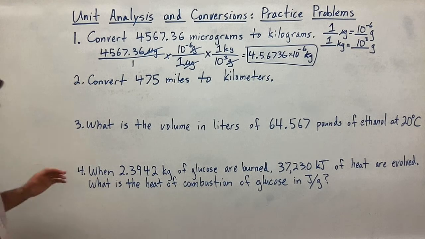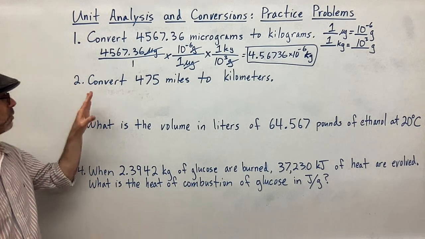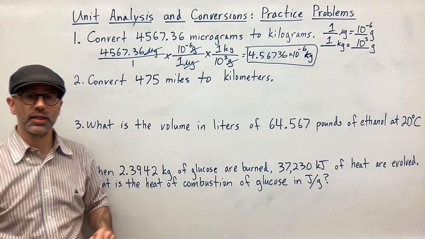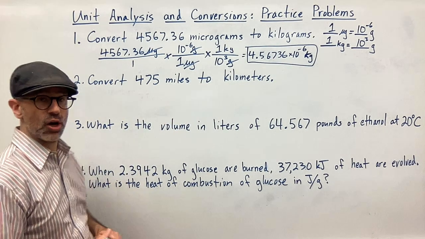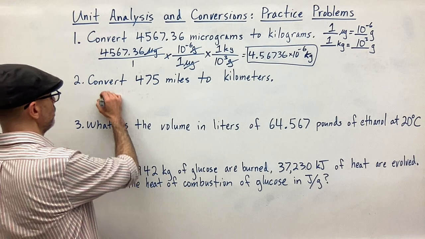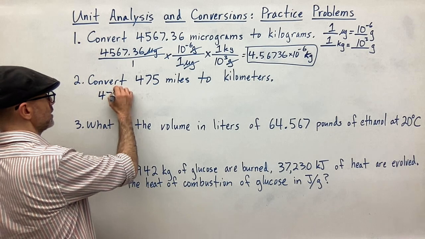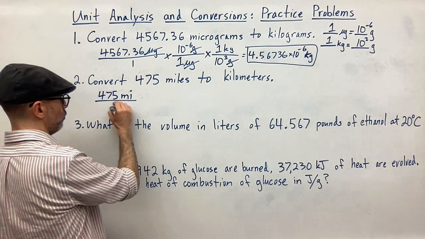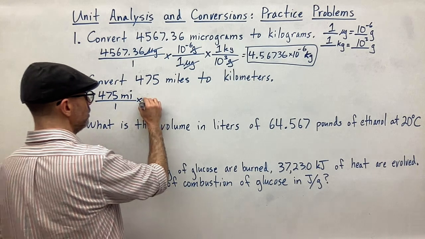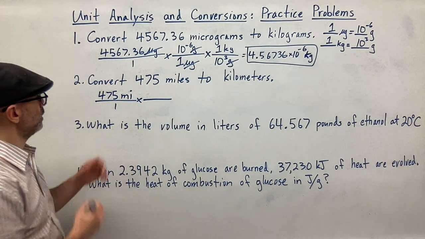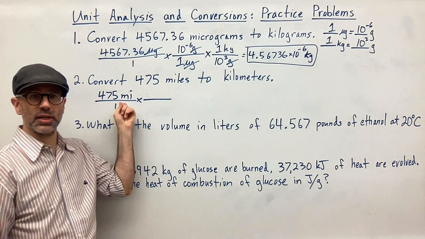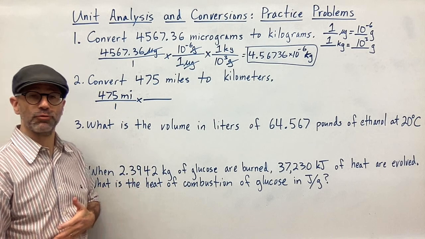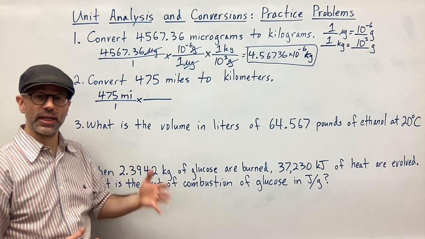Okay, so now the next problem is we want to convert 475 miles to kilometers. Again, we're going to start with what we're given: 475 miles, MI for miles, over 1. And now we want to convert miles to something. If we know the number of feet, we can convert it to feet, and then we can convert it to inches and so on.